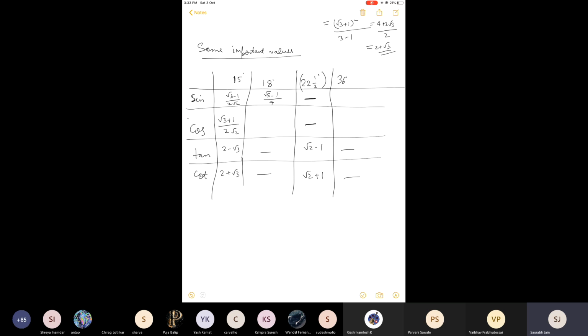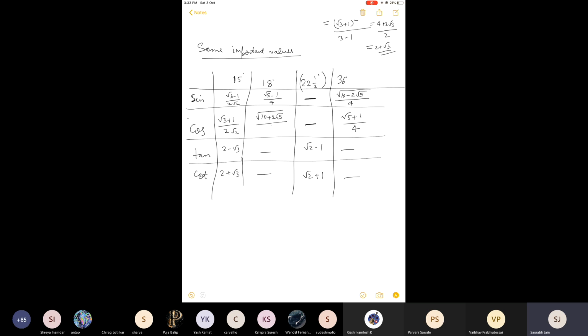Sine 18, then cos 18. Wait a minute. Sine 36, yes. Sine 36 is under root of 10 minus 2 root 5 by 4. Then cos 36, sine 54, and finally cos 18. Just a minute, this value is wrong. Cos 36 is sine 54, so this is root 5 plus 1 by 4. And cos 18 is sine 72, so this is under root of 10 plus 2 root 5 by 4.